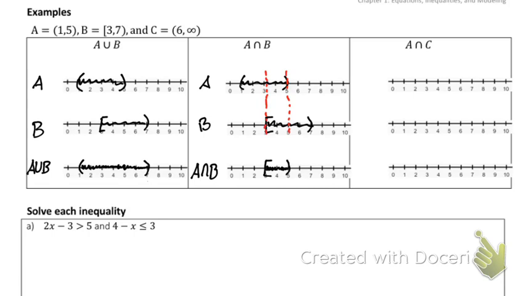All right, the last thing is A intersects C. A is pretty easy. It just goes from 1 to 5. C goes from 6 all the way to infinity, and we put a parenthesis at 6. Since it is an intersect, I have to ask myself, where do these overlap? Who can tell me which numbers are shared between those two sets? Anna? They don't. There's no overlap. So if I ask for a graph, you just say no overlap.